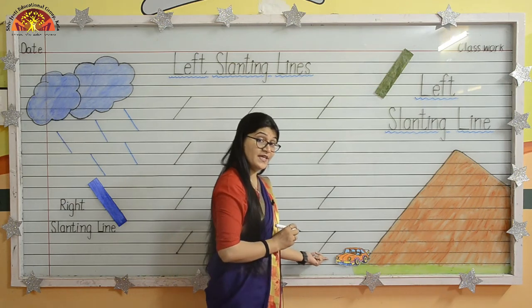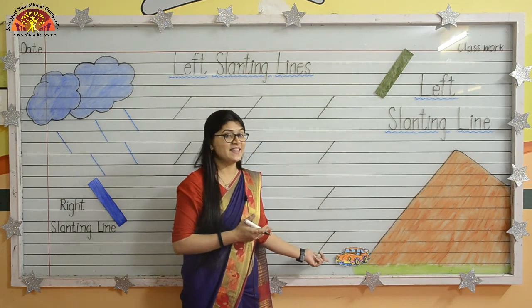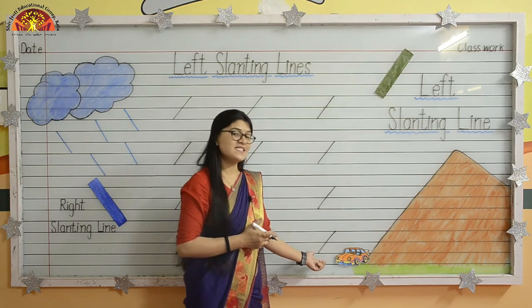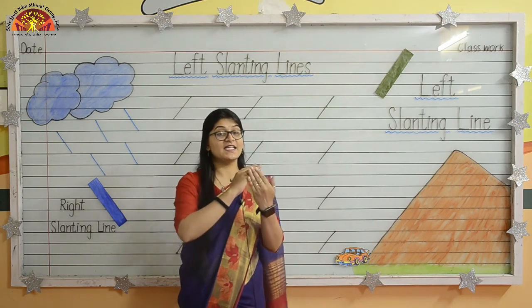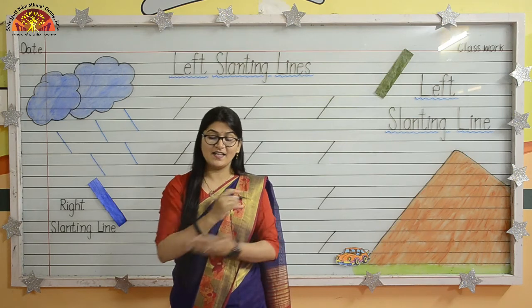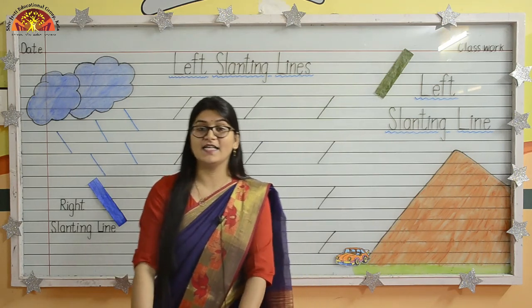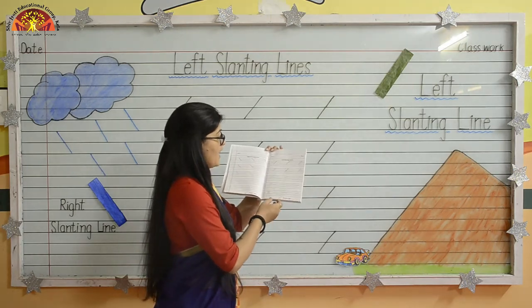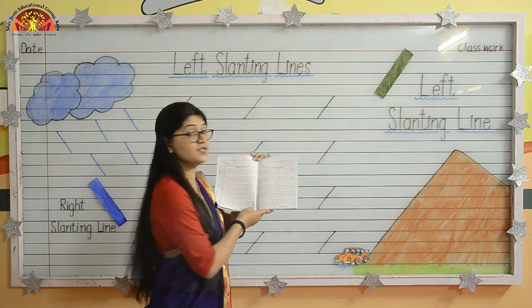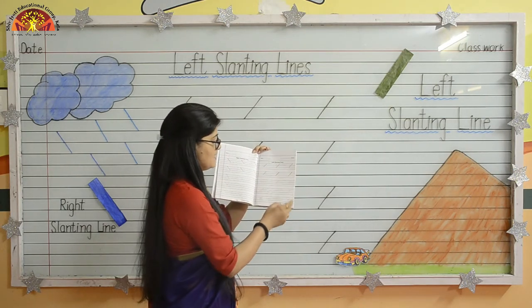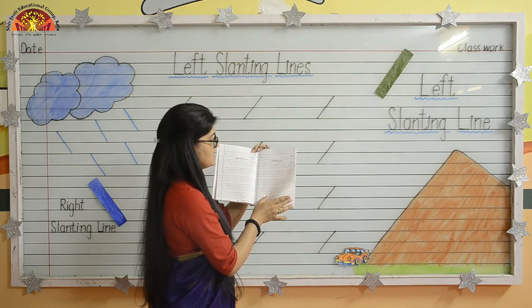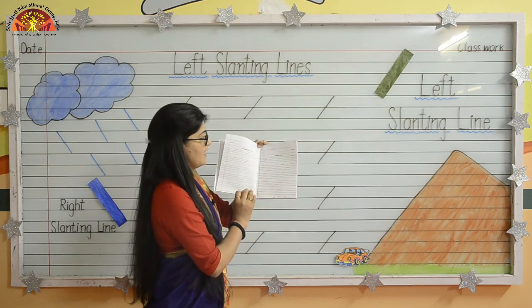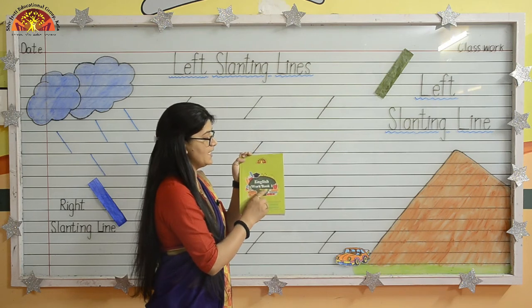And now tell me kids, what is this? This is left slanting line. So kids, like this you have to do practice of tracing and draw on dots of left slanting line on pages 7 and 8 in your English workbook 1.